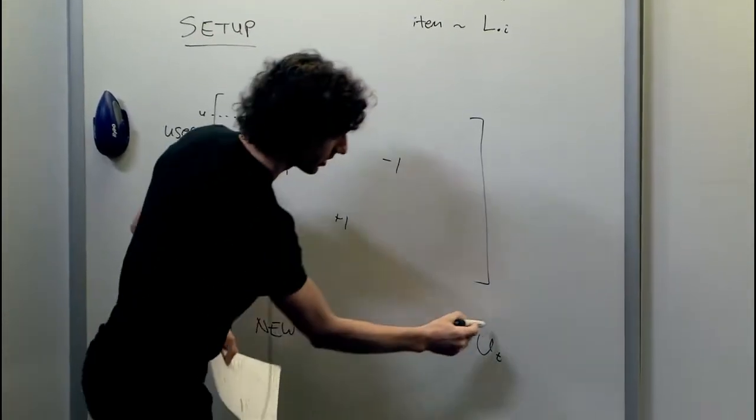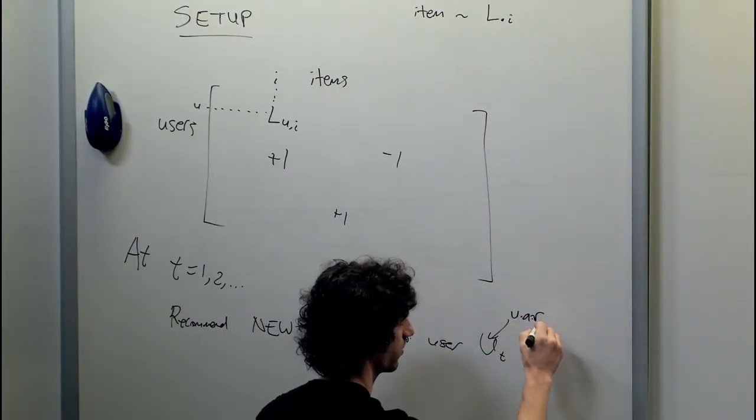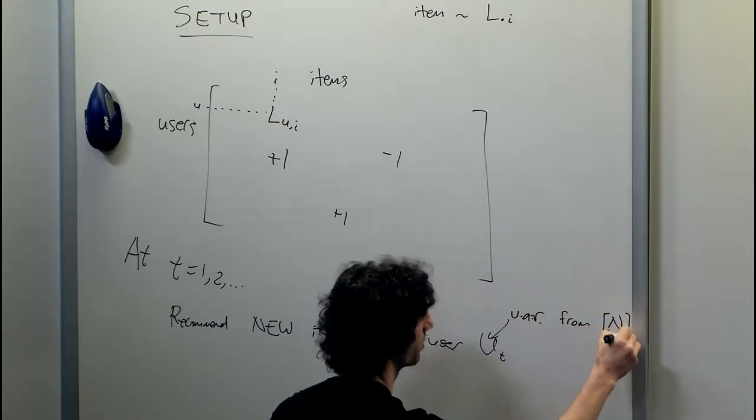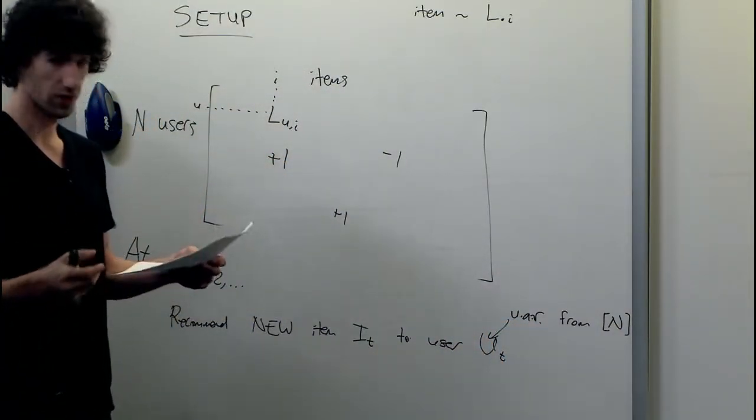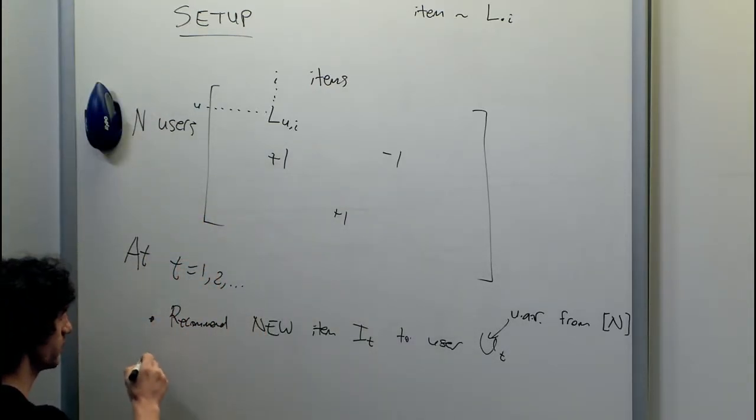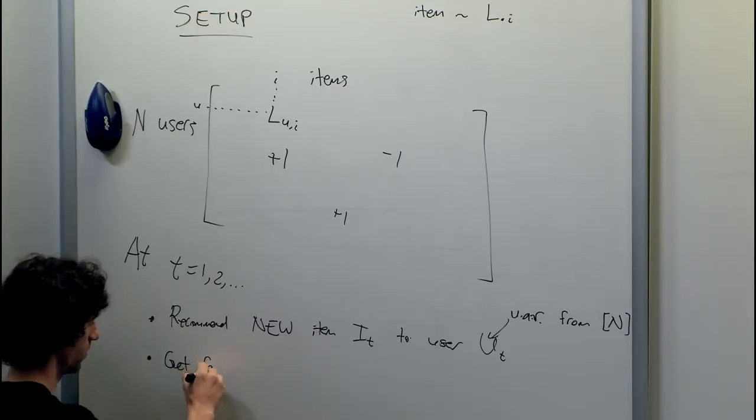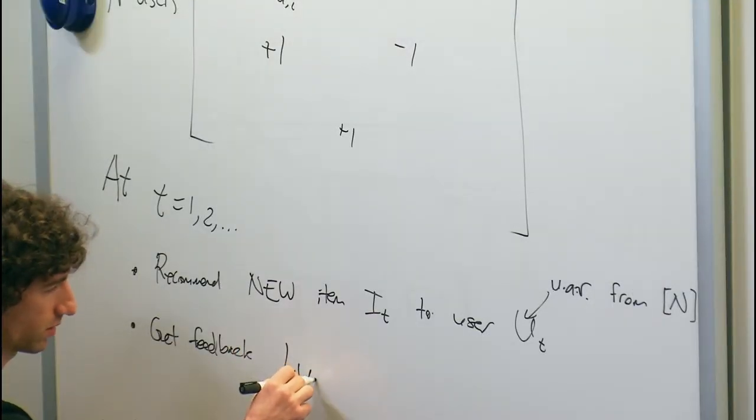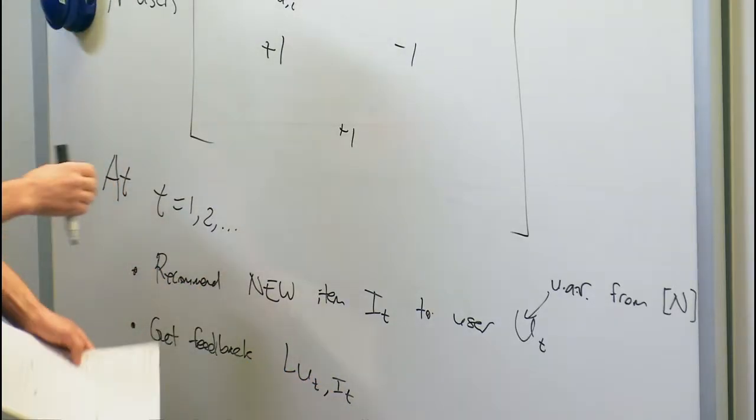User U_t is going to be uniformly at random selected from the whole pool of users, of which there are n. So I'm going to add an n here. n is important. Don't forget what n is. It's the number of users in the system. Okay, so you recommend an item to a user. It's a new item, so you don't recommend the same movie over and over again. Then you get feedback. Think of this as bandit feedback, right? So you just get feedback on the thing that you chose. Okay, great. So this is the setup.